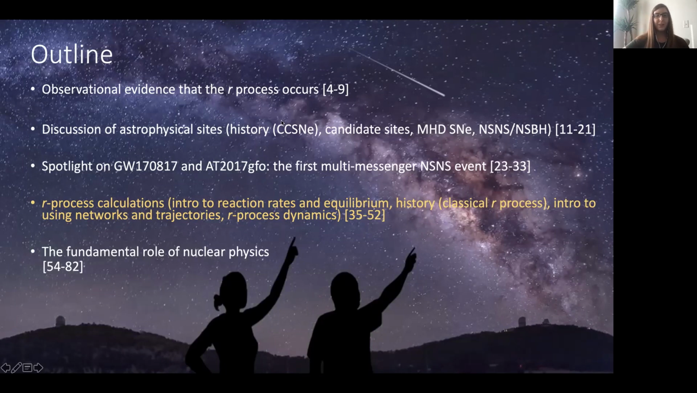Okay, so let's start with our process calculations, and we're going to take a look at reaction rates, equilibrium, the history of how people have applied our process calculations, networks, reaction networks, astrophysical trajectories, our process dynamics, and so on. So again, these are the slide numbers corresponding to this particular section. This is going to be a bit of a heavier section compared to what we just saw for the background with sites and observation.